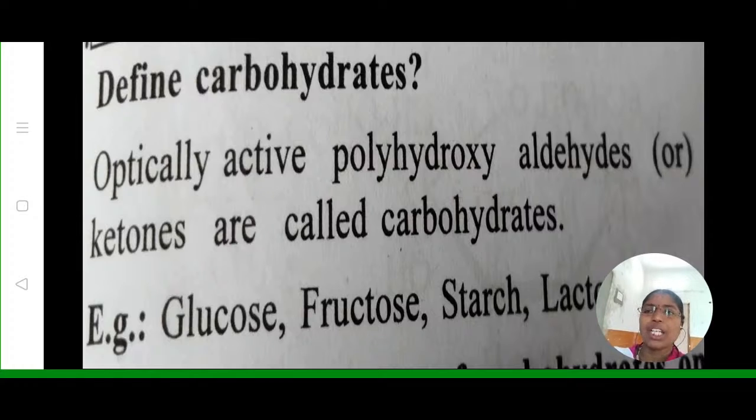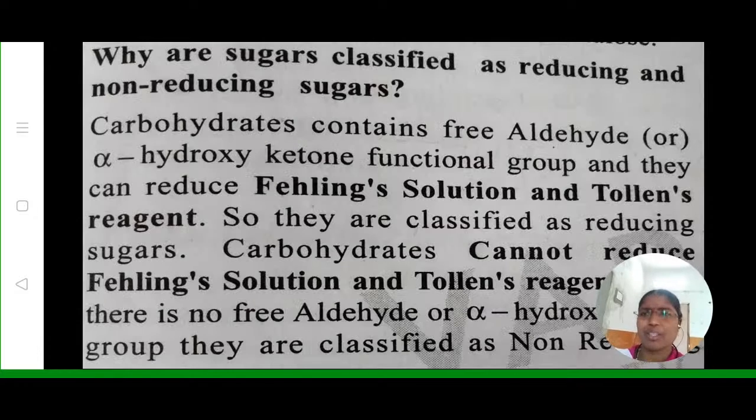Okay, so in this, the definition carries 1 mark and the example carries 1 mark, so totally the carbohydrate definition carries 2 marks. Definition of carbohydrates: optically active polyhydroxyaldehydes or polyhydroxy ketones are called carbohydrates. Examples: glucose, fructose, starch, lactose, etc. All monosaccharides are carbohydrates. Okay, this is the first question. Next, go to the second question.